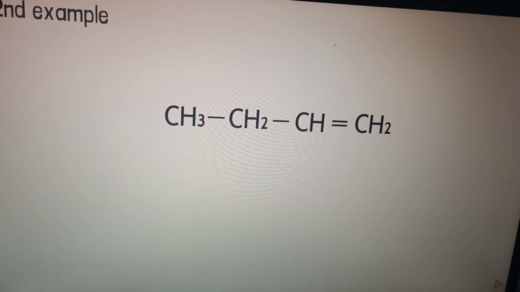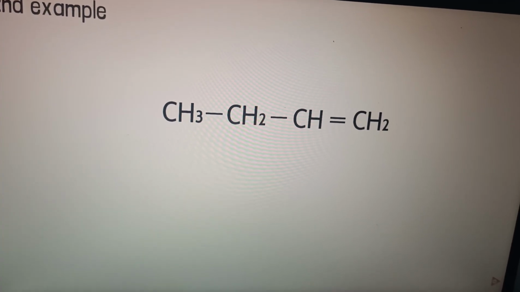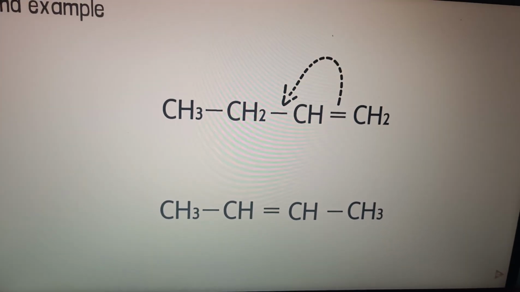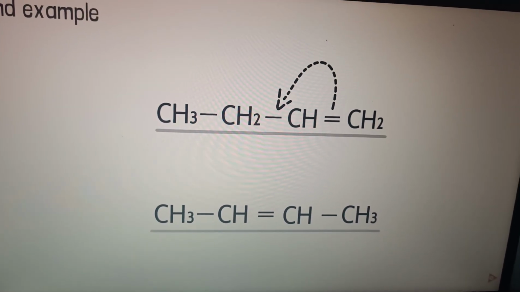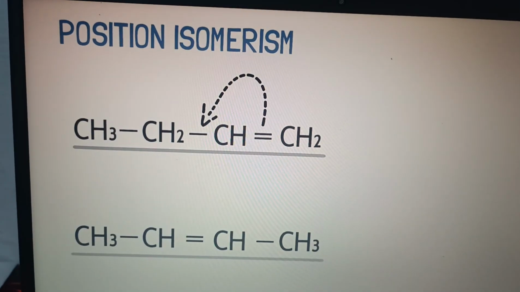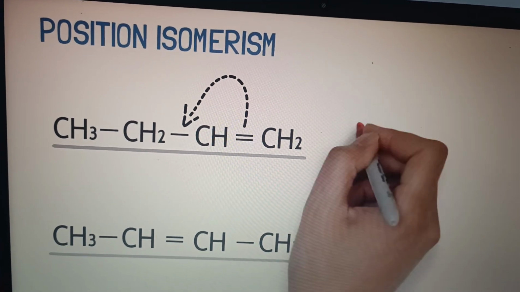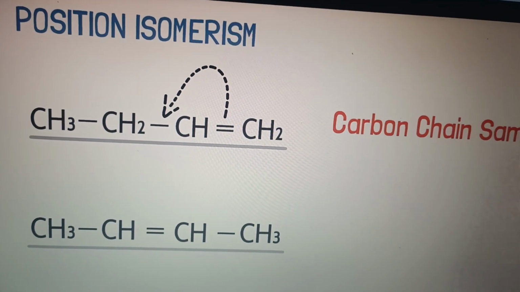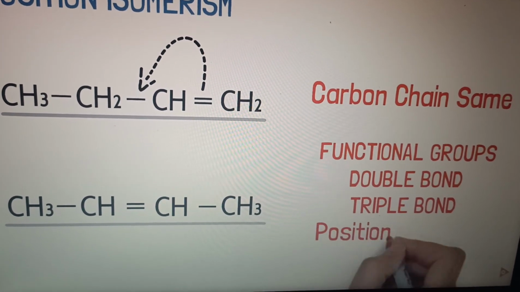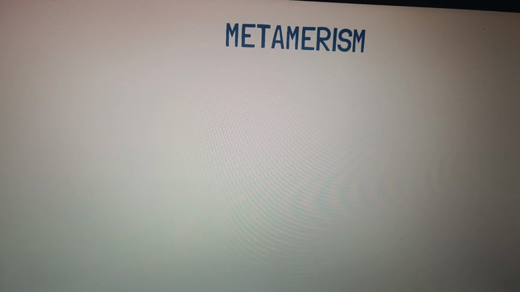In this second example, they took a double bond and shifted it to this side, and it will form this. There is no change in this. The double bond was shifted. The carbon chain is still the same. The carbon chain is still the same and there are only changes in functional groups, double bond, triple bond, and their position is different. Let's talk about the metamerism topic.